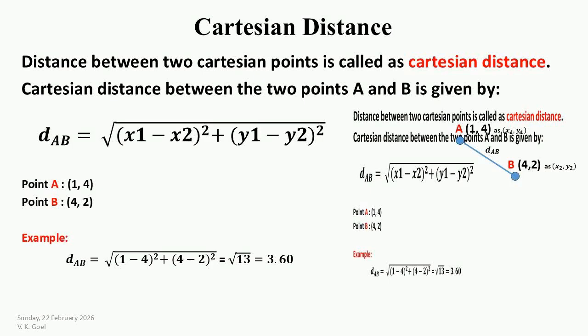Now, the Cartesian distance between points A and B can be formalized by using the Pythagorean theorem. The formula for Cartesian distance is self-explanatory here. Let's move on to spatial distance.